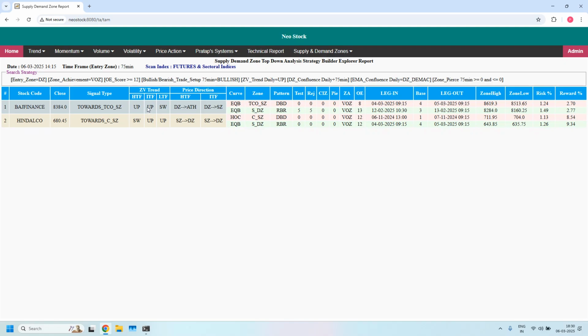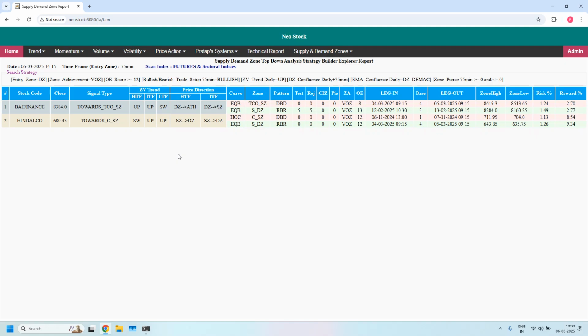So excellent. Both the stocks are filtered, both the stocks are having ITF as an uptrend, and both the ITF zones, that means the daily zones, are having daily EMA confluence. That way these 2 are more probability to get success. So this is a LTF, ITF zone confluence and ITF EMA confluence.